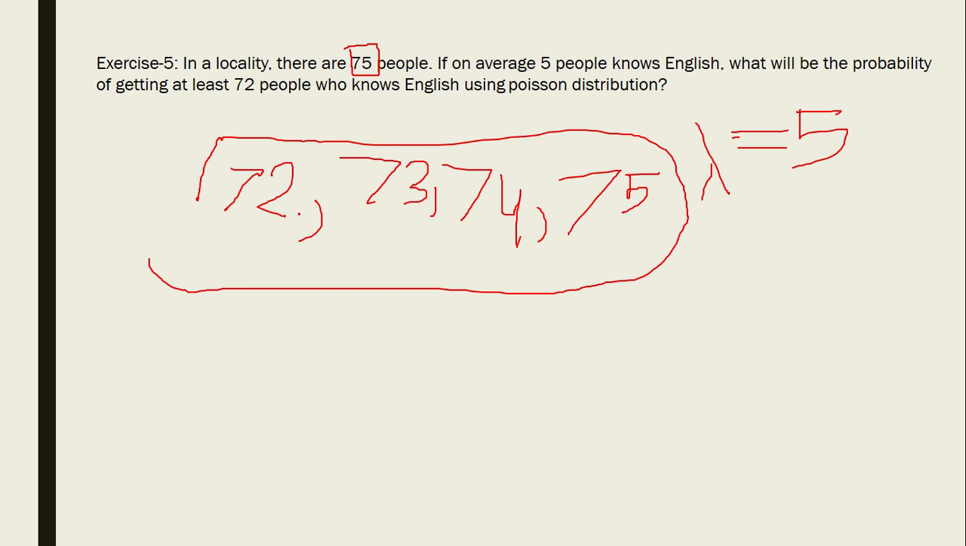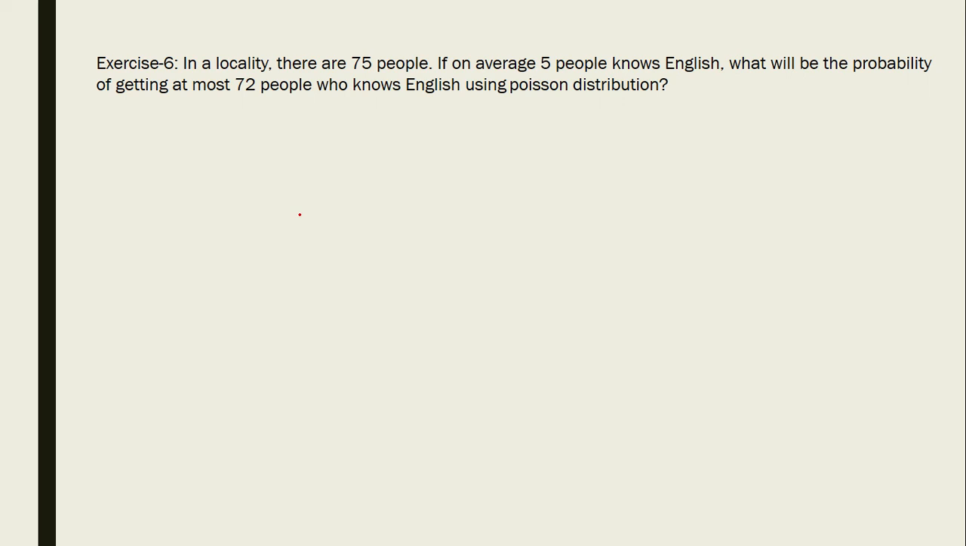Now let's see the next question. In this question it is said that in a locality there are 75 people. If on average 5 people know English, what will be the probability of getting at most 72 people who know English using Poisson distribution? That means now we need to find 0 to 72, right? We need to find this range.